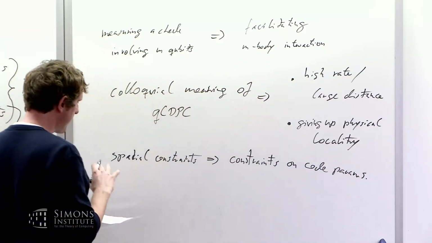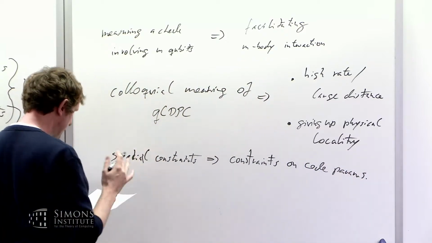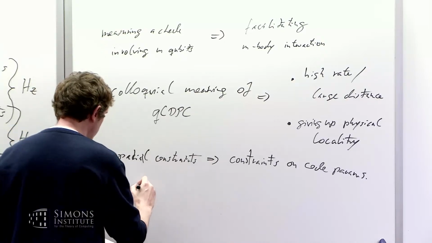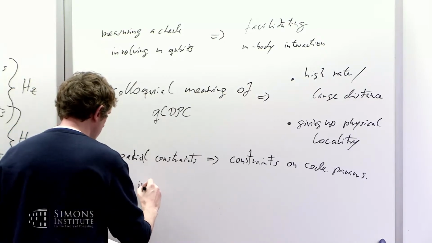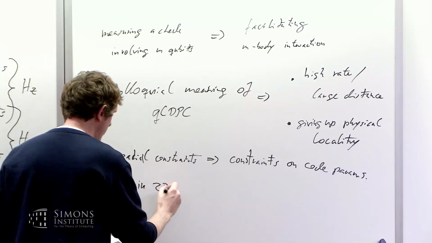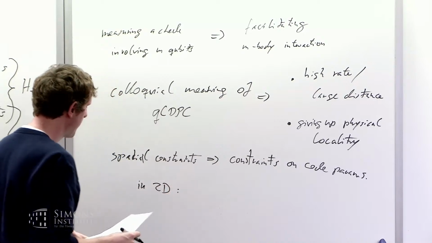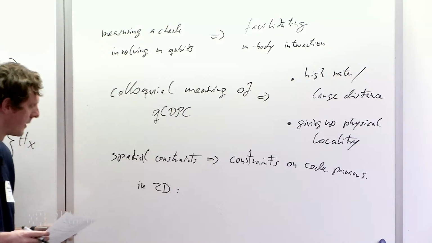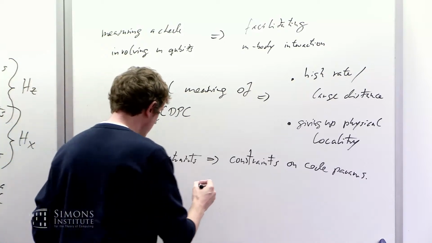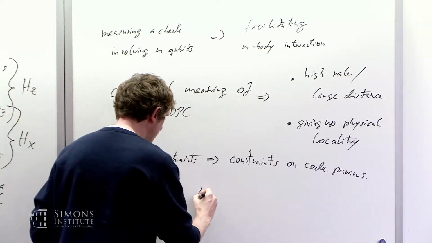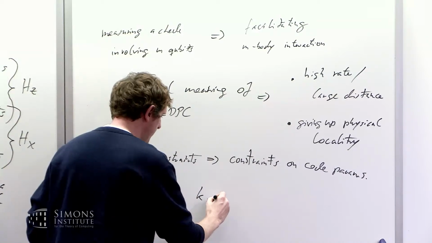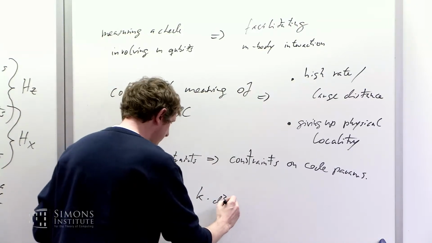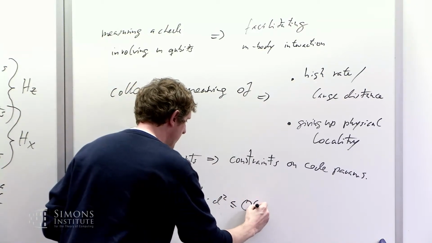For example, there are several results; let me just highlight one. We know that if our code in some sense lives in 2 dimensions, for example the toric code we have just seen, which is a 2-dimensional layout, then for such codes the number of encoded qubits times the distance squared is bounded by the number of physical qubits.